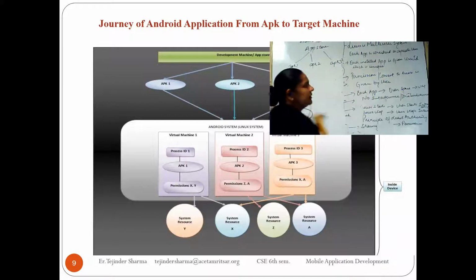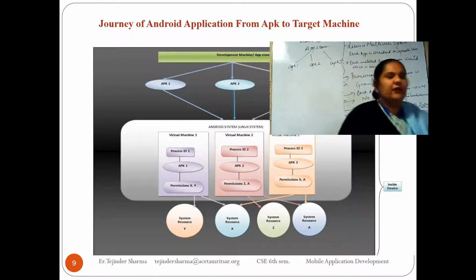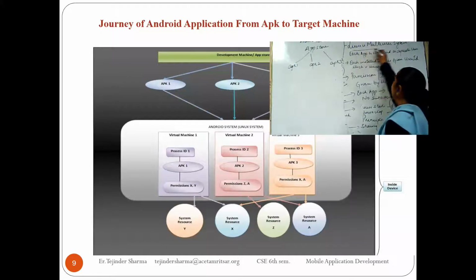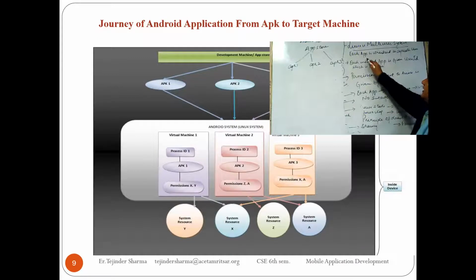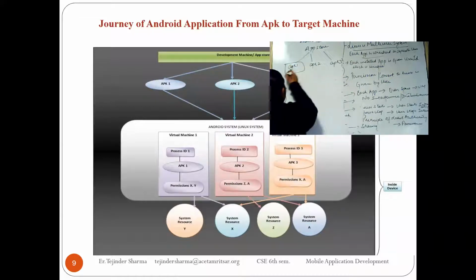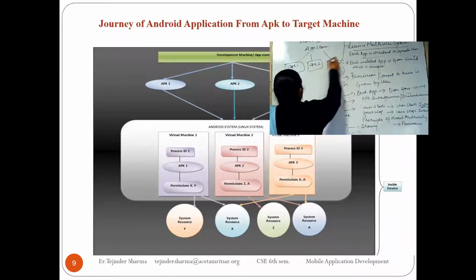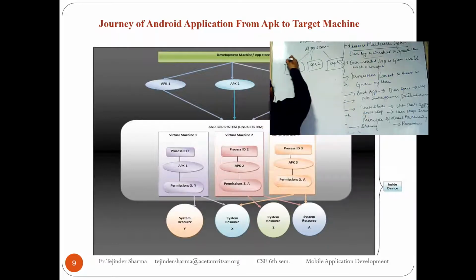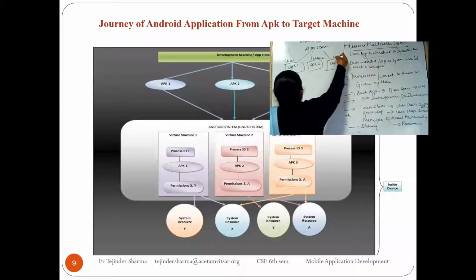I told you that the Android kernel is powered by Linux. It's a Linux based system. So Linux is a multi-user system. If you can read on the right hand side, the first point is that Linux is a multi-user system, and each app is considered a separate user. Every app is considered a separate user on your phone. If there are 20 apps, that means 20 users are there: user 1, user 2, and user 3.